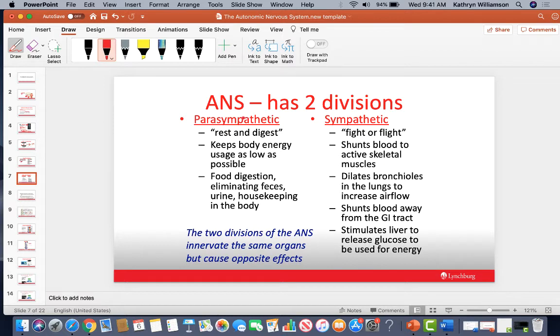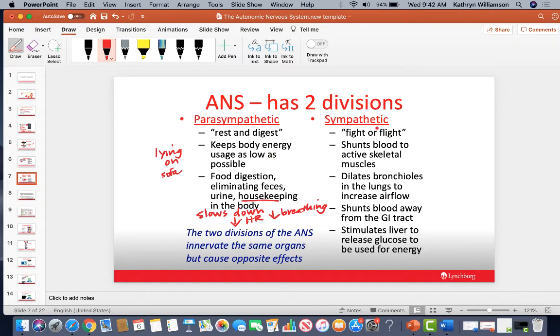Like we talked about in the first slide, the autonomic nervous system has two divisions. Parasympathetic nervous system is rest and digest. It's basically maintaining our body's usage of energy as low as possible. So this is going to be all of our housekeeping tasks, digesting your food, eliminating feces and urine. Everything slows down with parasympathetic. So we're going to have decreased heart rate, and decreased breathing. Okay? I always tell my students this is basically like you're lying on the sofa watching TV, keeping body energy as low as possible.